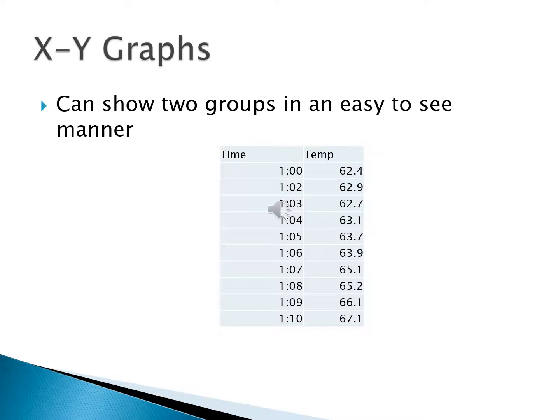So an X and Y graph can show two groups in an easy to understand format. And as you can see here, what I've done is I've given you time and temperature. And if you're doing every minute, like minute number 2, minute number 3, 4, 5, it's really hard to use any of these other formats to show the changes that take place in time and temperature where it's such a small incremental change. So this is a really good way to do it.